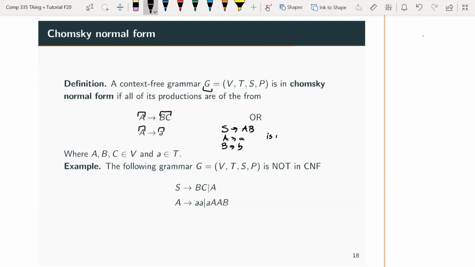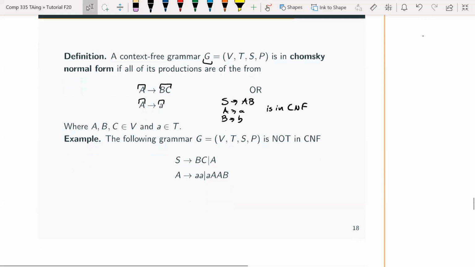This is in Chomsky normal form, okay? However, if I look at this grammar here, I see that, yes, I have S gives me BC, but I also have that S gives me a single variable. So this does not match the definition of Chomsky normal form. And then the same thing here, I have two terminal strings, so that's not going to work. And here I have a terminal string and then a bunch of variables. That also doesn't work for CNF.